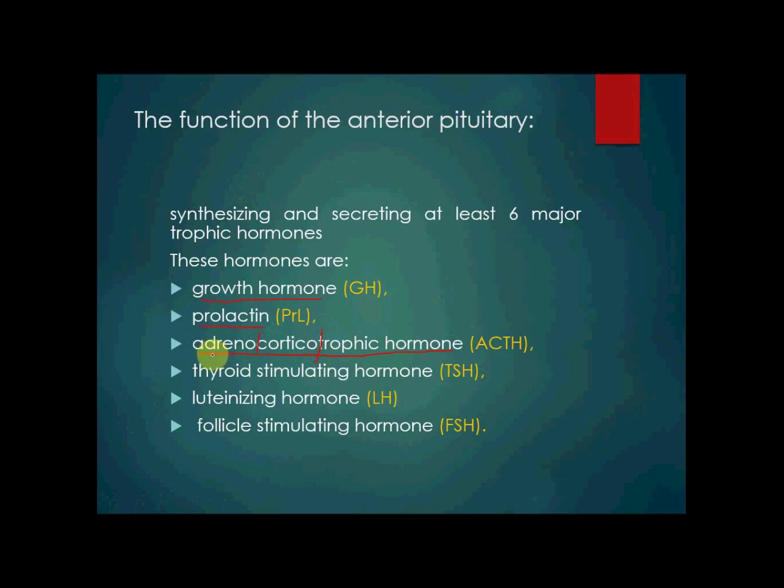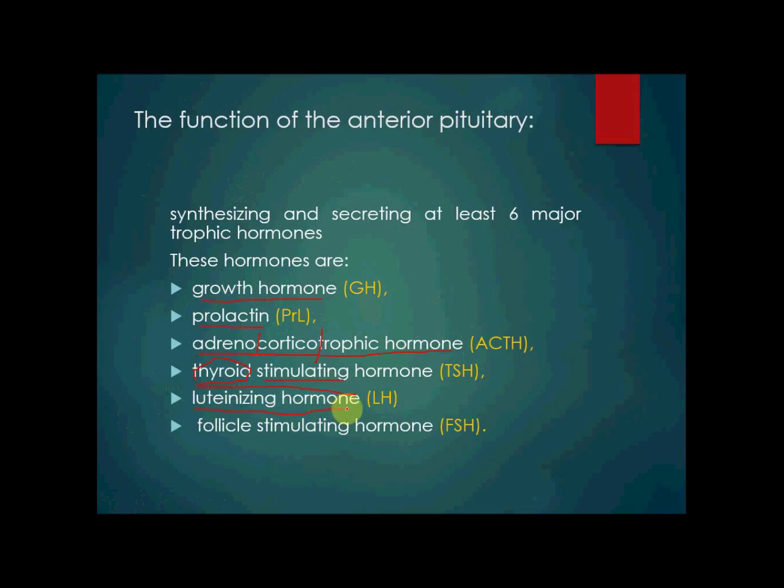Adreno, that means the adrenal gland. We're going to cover that later. Cortico is short for cortisol or glucocorticoids. Now, this hormone is going to go to the adrenal gland, and its function is to secrete the cortisol from the adrenal gland. And of course, it's a hormone. Now, thyroid stimulating hormone. Again, from the name, thyroid, so it's going to the thyroid. Stimulating, so it stimulates the thyroid to produce its own hormones, which we're going to emphasize later in this lecture.